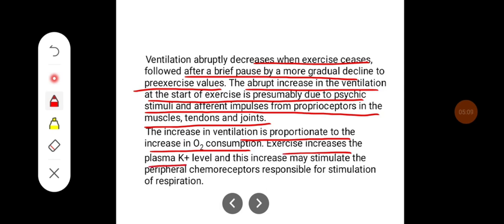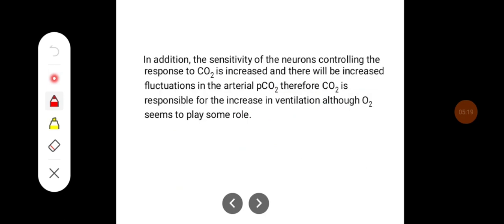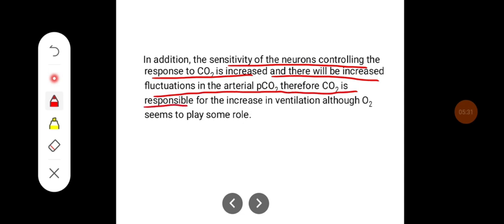increases the plasma potassium level, and this increase may stimulate the peripheral chemoreceptors responsible for stimulation of respiration. In addition, sensitivity of the neurons controlling response to carbon dioxide is increased, and there will be increased fluctuation in the arterial PCO2. Therefore, carbon dioxide is responsible for the increase in ventilation, although oxygen seems to play some role.